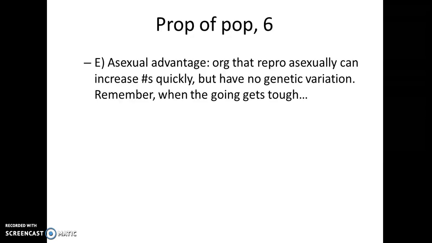And finally, the asexual advantage, in that organisms that reproduce asexually can increase numbers very quickly, but they have no genetic variation. So if there is a pathogen that will affect one, the pathogen will affect all of them. So remember, when the going gets tough, the tough have sex. The sex provides the genetic variation, which ensures that at least one or very few will survive environmental disasters.